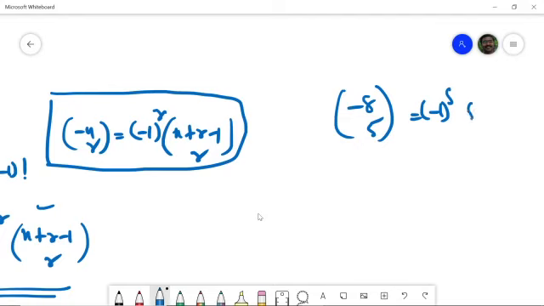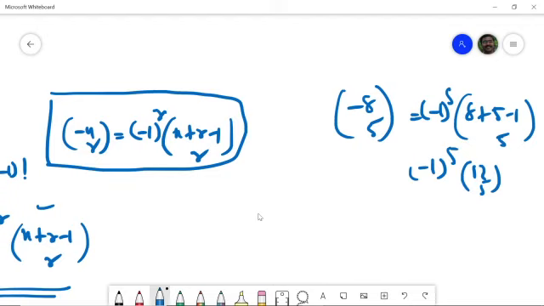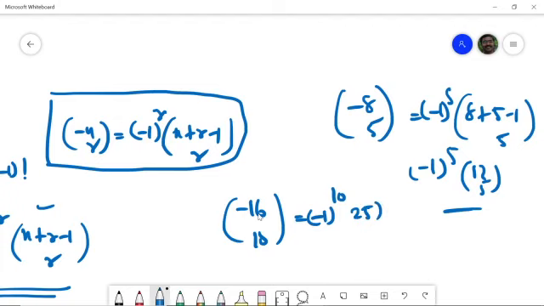So 8 plus 5 minus 1 C 5: it is 13 minus, so it is minus 1 raised to 5. Okay, 13 minus 1, 12 C 5. Similarly, if I need to find minus 16 C 10, how will you find it? It is nothing but minus 1 raised to 10, then 16 plus 10, 26, minus 1, so it is 25 C 10. Okay, so I hope you understand how to compute the terms here.